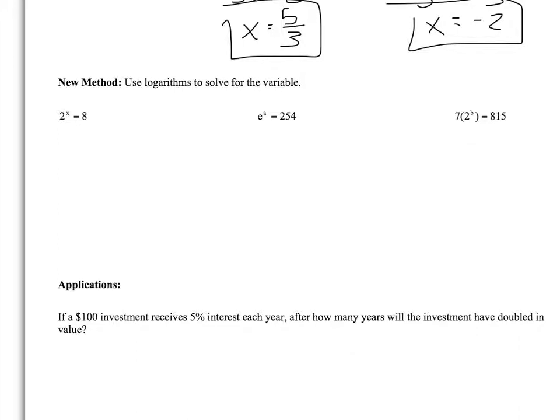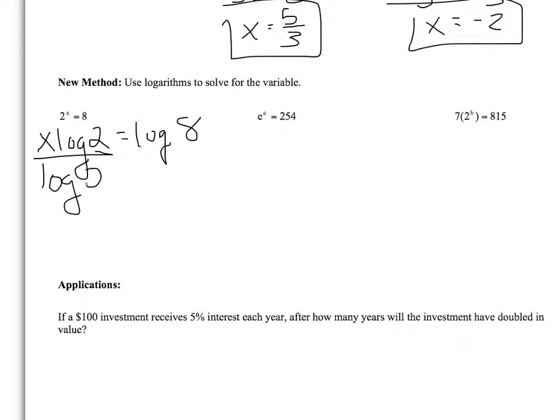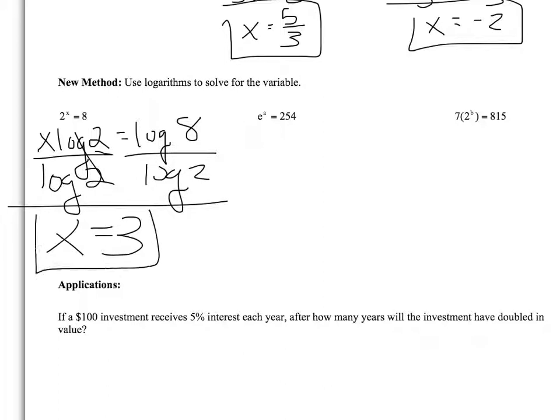You could take the logarithm of both sides. When you take the logarithm of the left-hand side, it becomes x log 2. When you take the logarithm of the right-hand side, it becomes log 8. And then to solve for x, you have to divide by log 2. Well, log 8 divided by log 2 is 3.